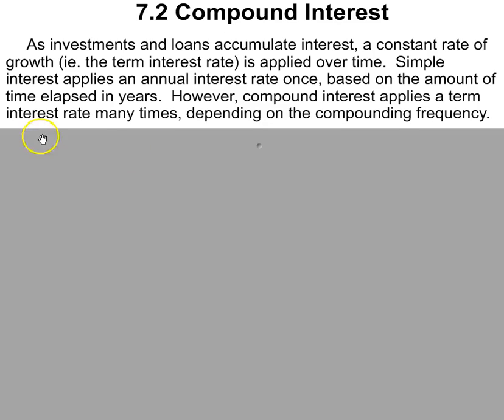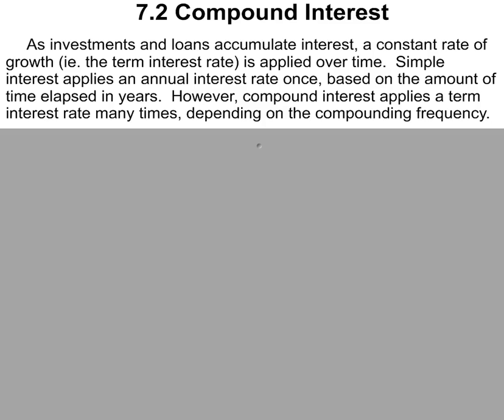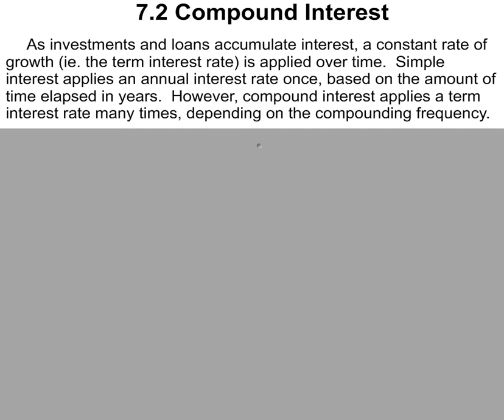So in your package you received, there's a handout you're going to want to fill in. And there's some key terms that are unique to compound interest. So the first statement here that I'm making is just for you to fill in on your worksheet right here. So you can fill in the blanks as you listen to the audio here. So the statement is this: as investments and loans accumulate interest, a constant rate of growth, in other words, the term interest rate, is applied over time.